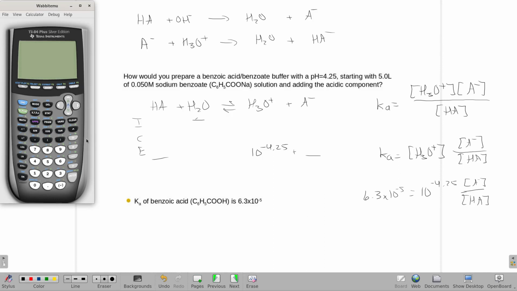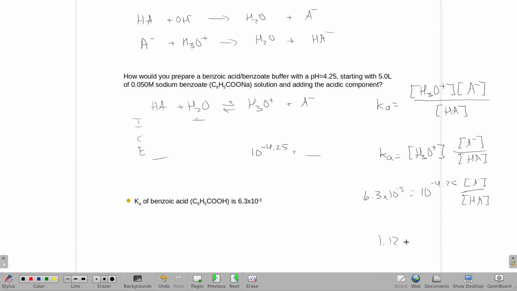Alright, so let's see what that would actually look like. 6.3 times 10 to the negative fifth, and we're going to divide that by 10 to the negative 4.25. That's my ratio. It's almost a 1-to-1 ratio. Alright, now what we're going to do with that ratio is we know that we have 0.05 molar sodium benzoate, and that's my A minus. So this 1.12 equals 0.050 over whatever concentration we need of that.